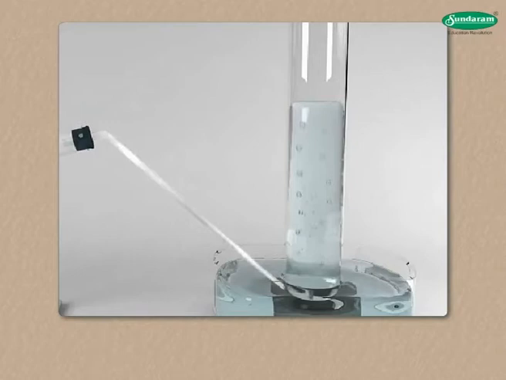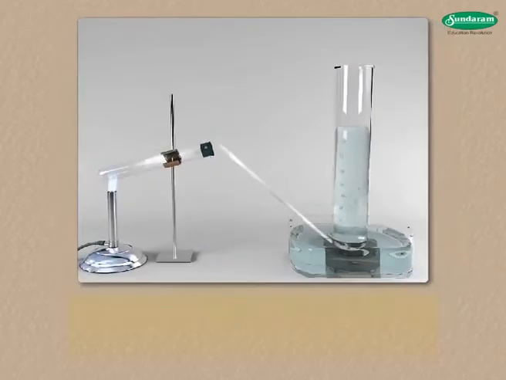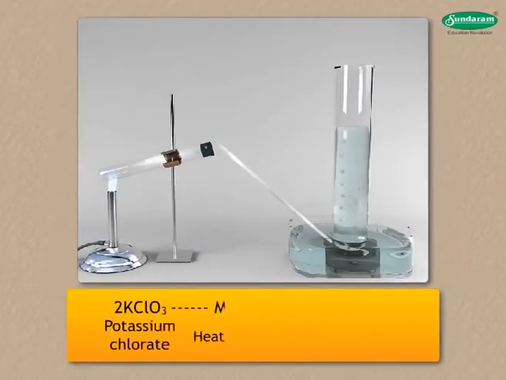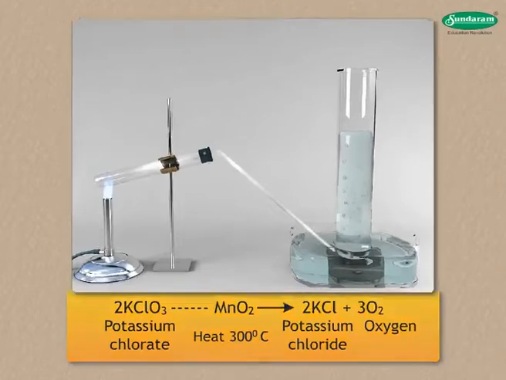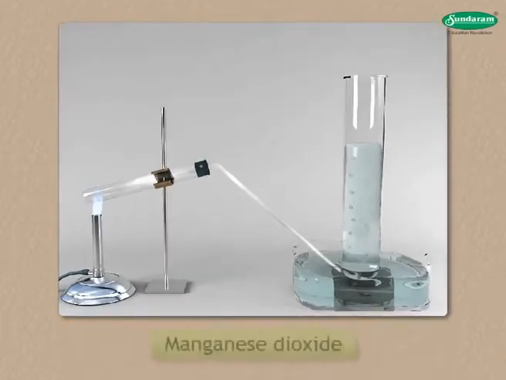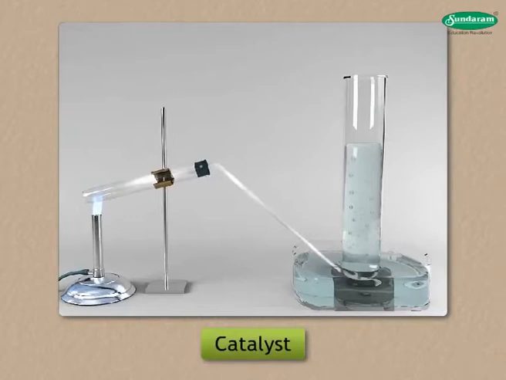The following reaction takes place. When potassium chlorate is heated up to 300 degrees Celsius, potassium chloride is produced and oxygen gas is released. In this reaction, manganese dioxide acts as a catalyst, that is, it doesn't actually take part in this reaction.